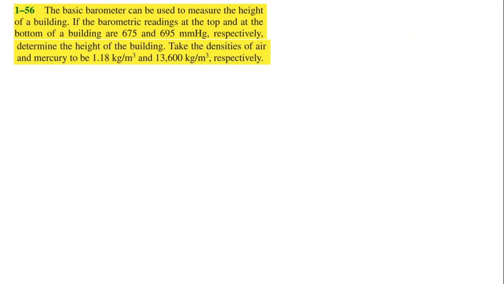Problem 156. A basic barometer can be used to measure the height of a building. If the barometric readings at the top and at the bottom of a building are 675 and 695 millimeter mercury respectively, determine the height of the building. Take the densities of air and mercury to be 1.18 kilogram per meter cube and 13,600 kilogram per meter cube. So the concept that we are going to use is basically to look at what is actually given by a barometer.